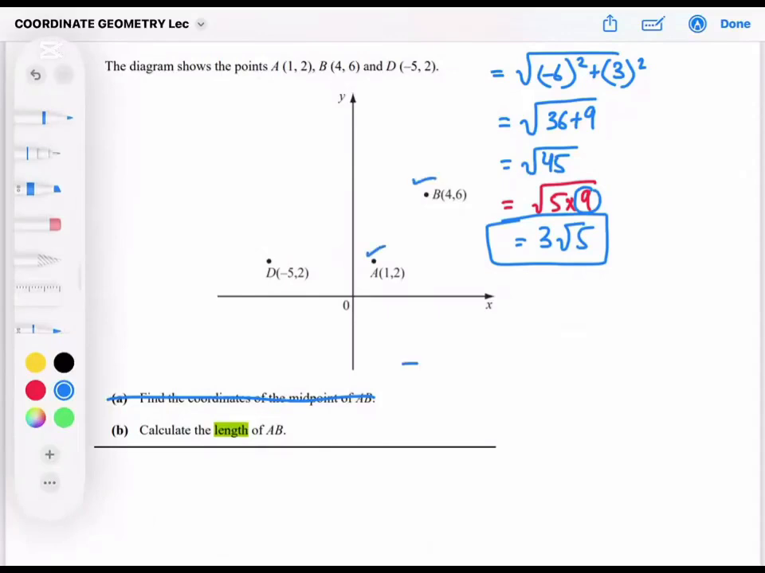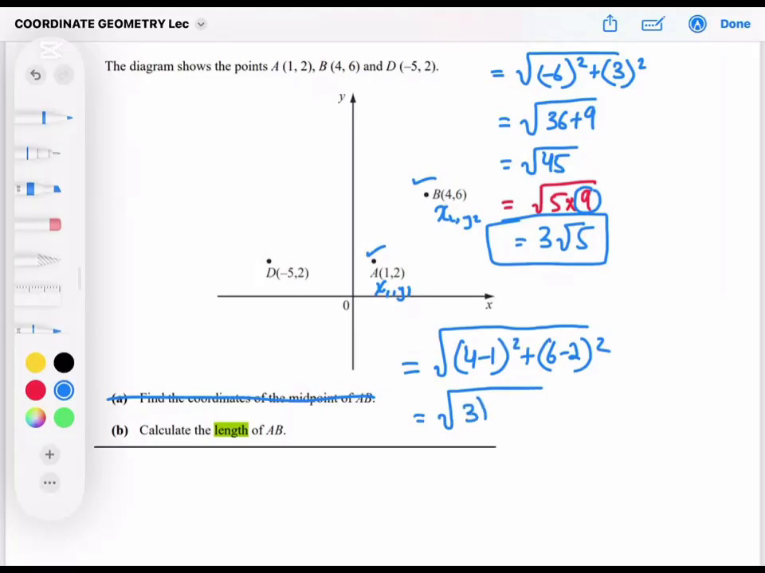So again, I will apply the formula. This will be x1, y1. This is x2, y2. So x2 minus x1, 4 minus 1 whole square, plus y2 minus y1, 6 minus 2 whole square. So now this will become 3 whole square and 4 whole square. So now this will become 9, 3 squared is 9, and this will be 16. 9 plus 16 is 25.